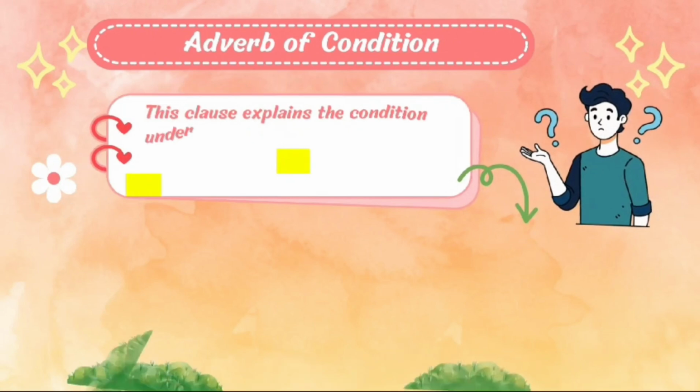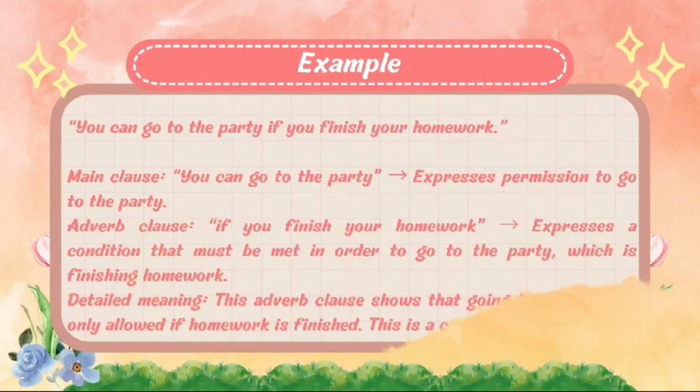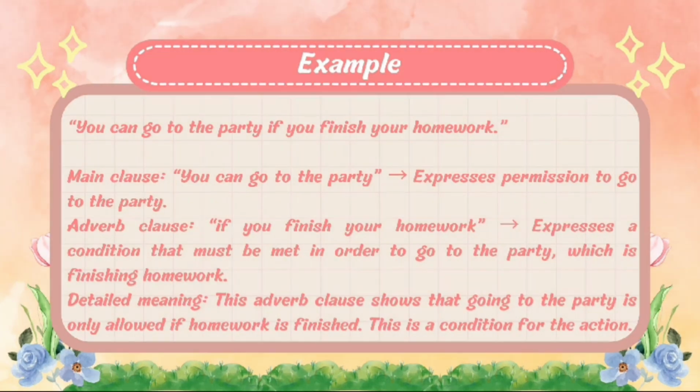The fourth type of adverb clause is adverb clause of condition. So this adverb clause indicates a requirement or condition that must be met for an action in the main sentence to occur. This means that the main action will only happen if or as long as a certain condition is met. It uses words like if, unless, or provided that.